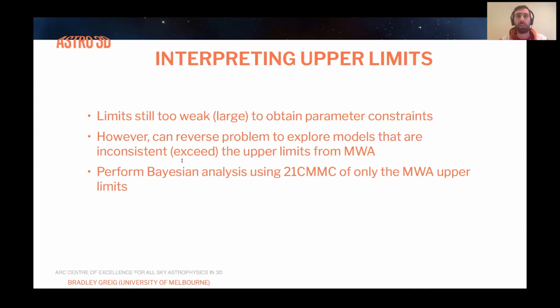The reason we're doing this is because, as I said, we can't rule out models, but we can start to place limits on regions of parameter space that we can disfavor statistically. And all of this is performed in a Bayesian framework that I've written, which is 21CMMC. The results in the next few sections apply this approach, looking for models that disfavor the 21 centimeter power spectrum, using just upper limits from MWA.